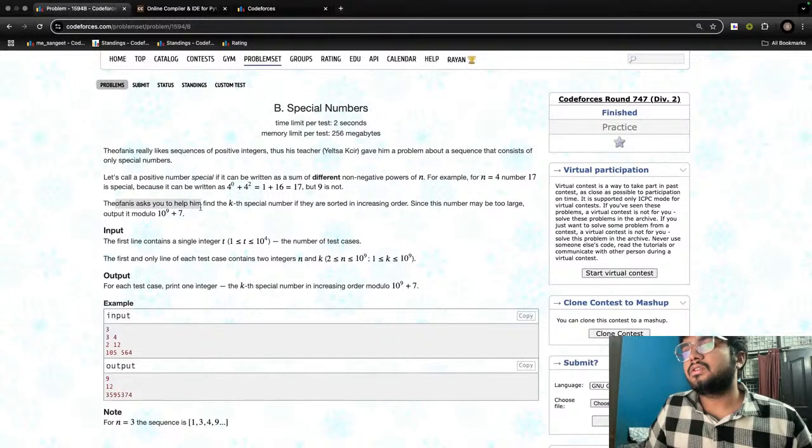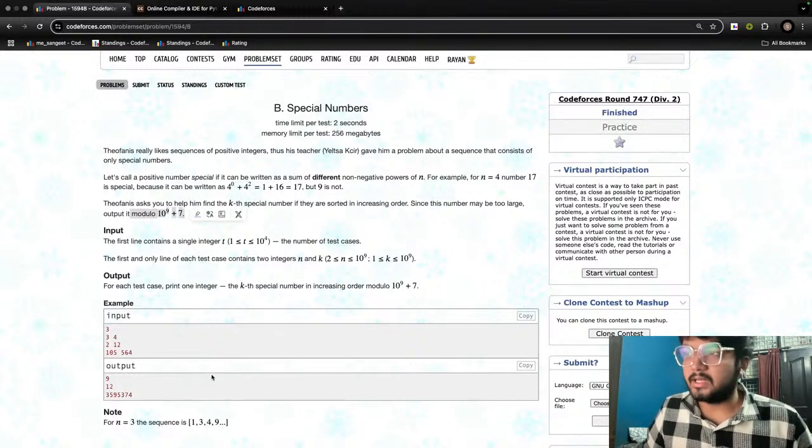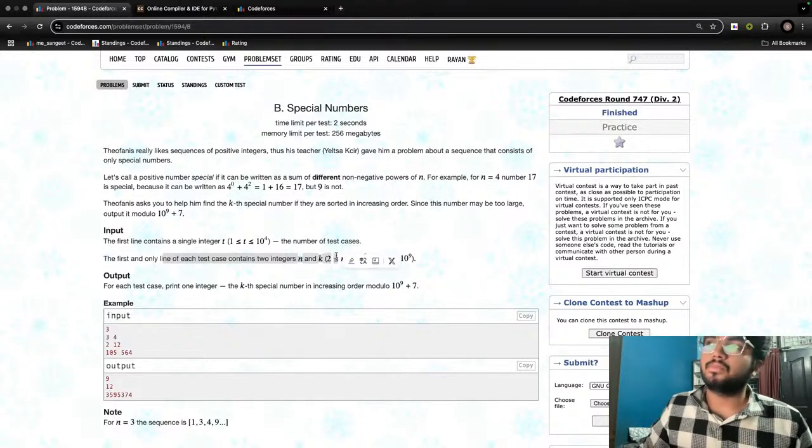So we need to find the kth special number if all of them are sorted in increasing order, and we need to output it modulo 1e9 plus 7. So this is what the input is.